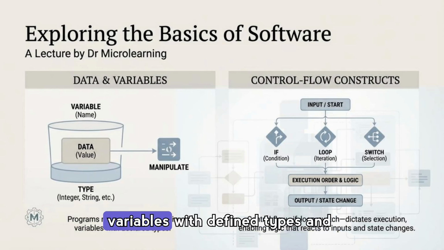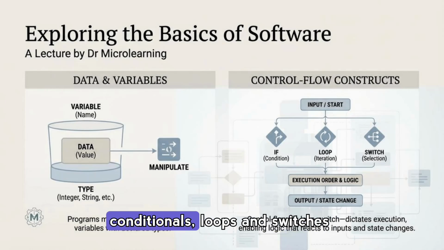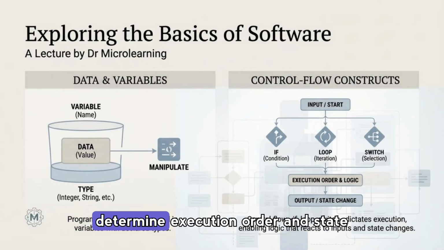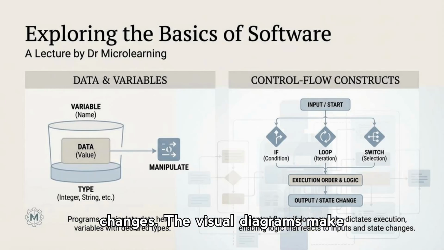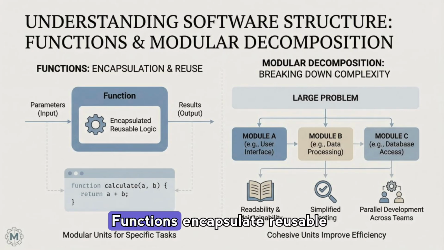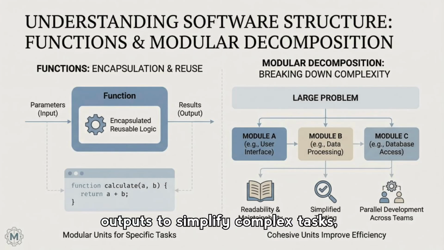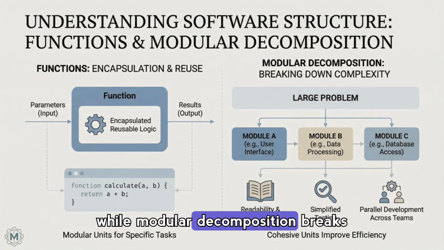This slide highlights data and control flow. Programs store values and variables with defined types and manipulate them to produce results, while control flow constructs like conditionals, loops, and switches determine execution order and state changes. The visual diagrams make it easier to see how data moves through a program and how logic reacts to inputs and repeatedly processes information.